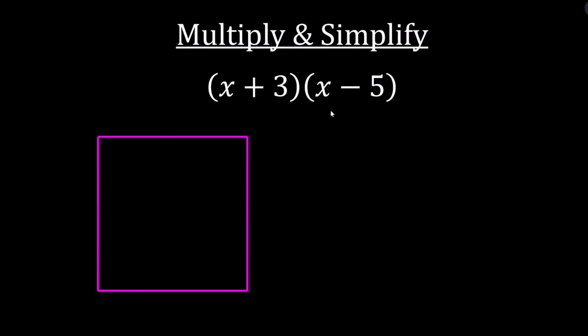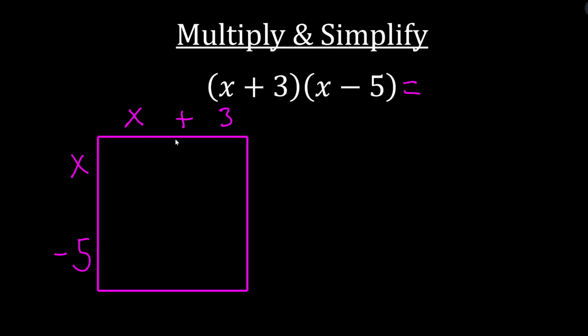This method relies on a couple of key mathematical ideas. One is that the product of any two quantities is equal to the area of a rectangle where one of those quantities is the length and the other quantity is the width. So in other words, x plus 3 times x minus 5, whatever that quantity is, is equal to the area of an x plus 3 by x minus 5 rectangle. First key idea. So we're going to find the area of this rectangle.